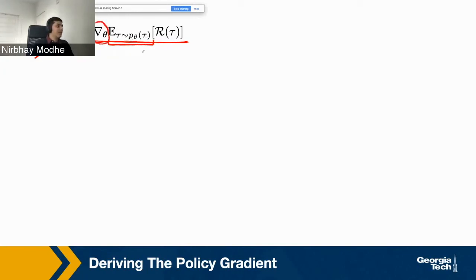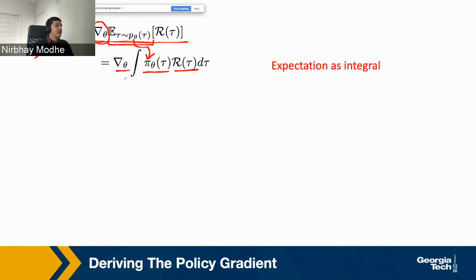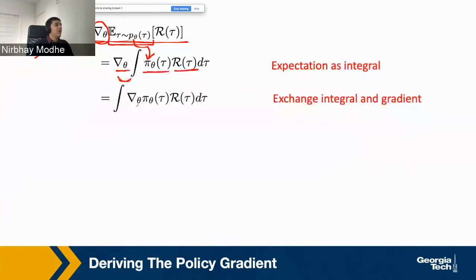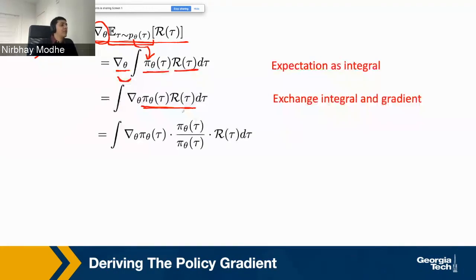And the derivation is going to go as follows. I'm going to first write my expectation as an integration with the probability distribution p theta, which I've also written as pi theta equivalently. So now I have the probability of the trajectory tau, the reward for the trajectory tau, this integration and this gradient here. I'm going to first exchange the integral and the gradient, which I can do due to continuity of these two functions. Now inside my integral, I have only my pi, which depends on the parameters theta. The reward does not depend on theta. What I'm going to do now is multiply and divide by pi theta in this expression.